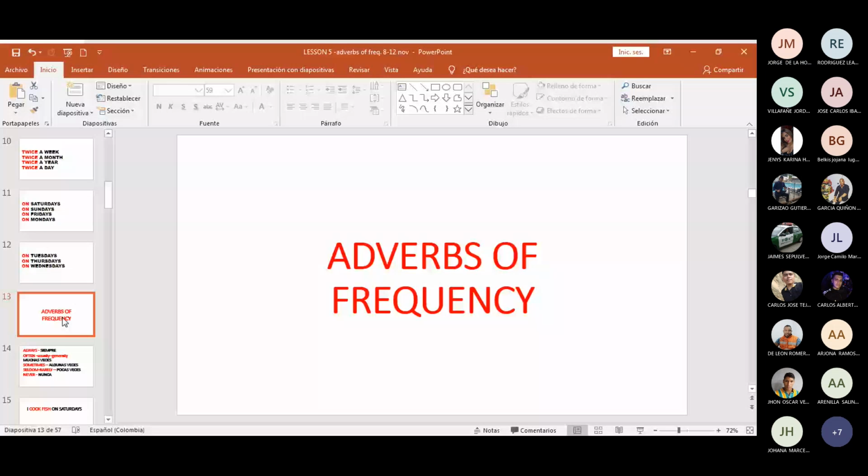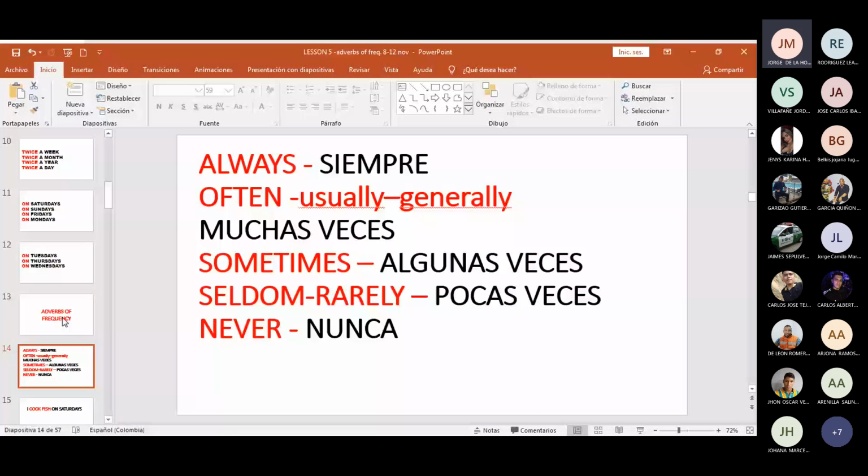always, often, usually, generally, sometimes, seldom, rarely, never. So those are the adverbs of frequency.